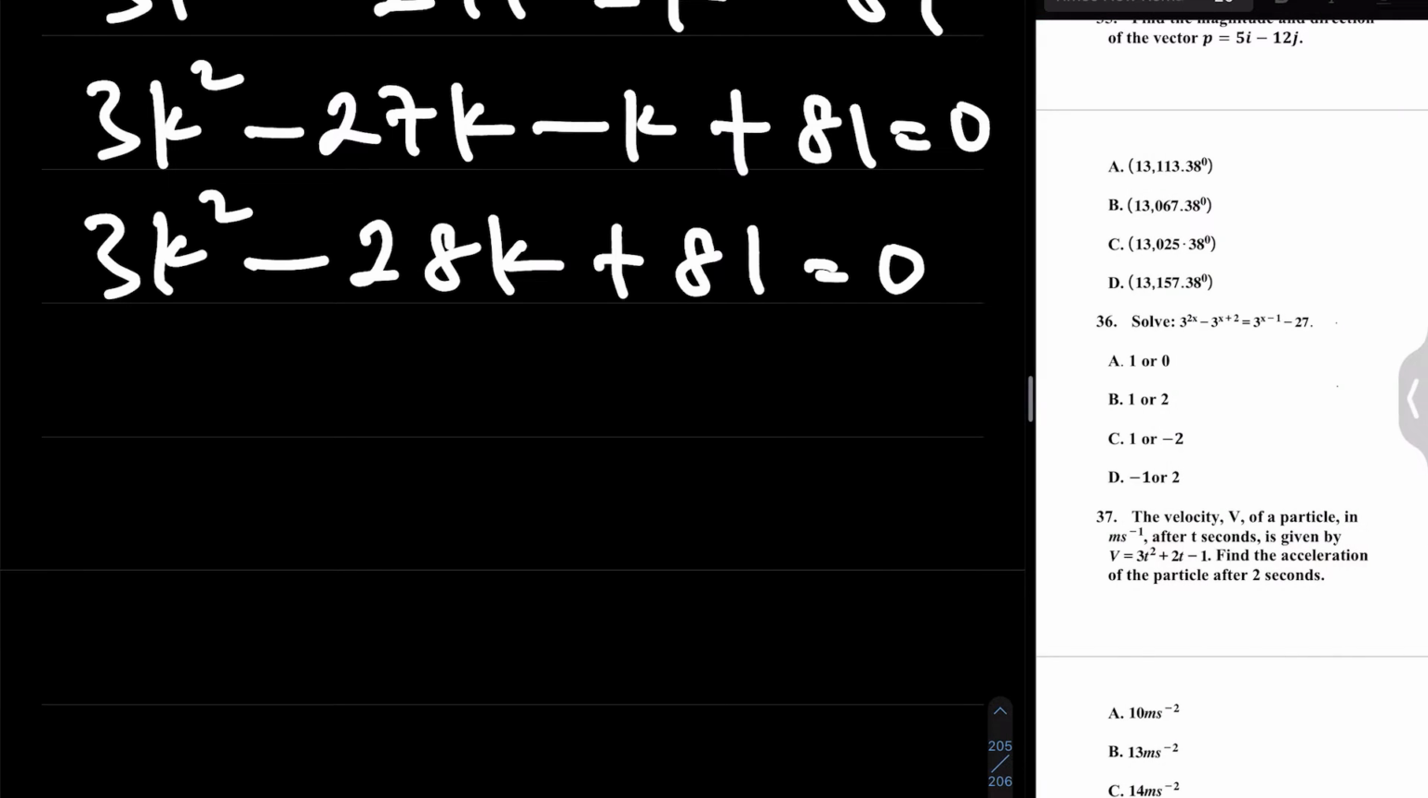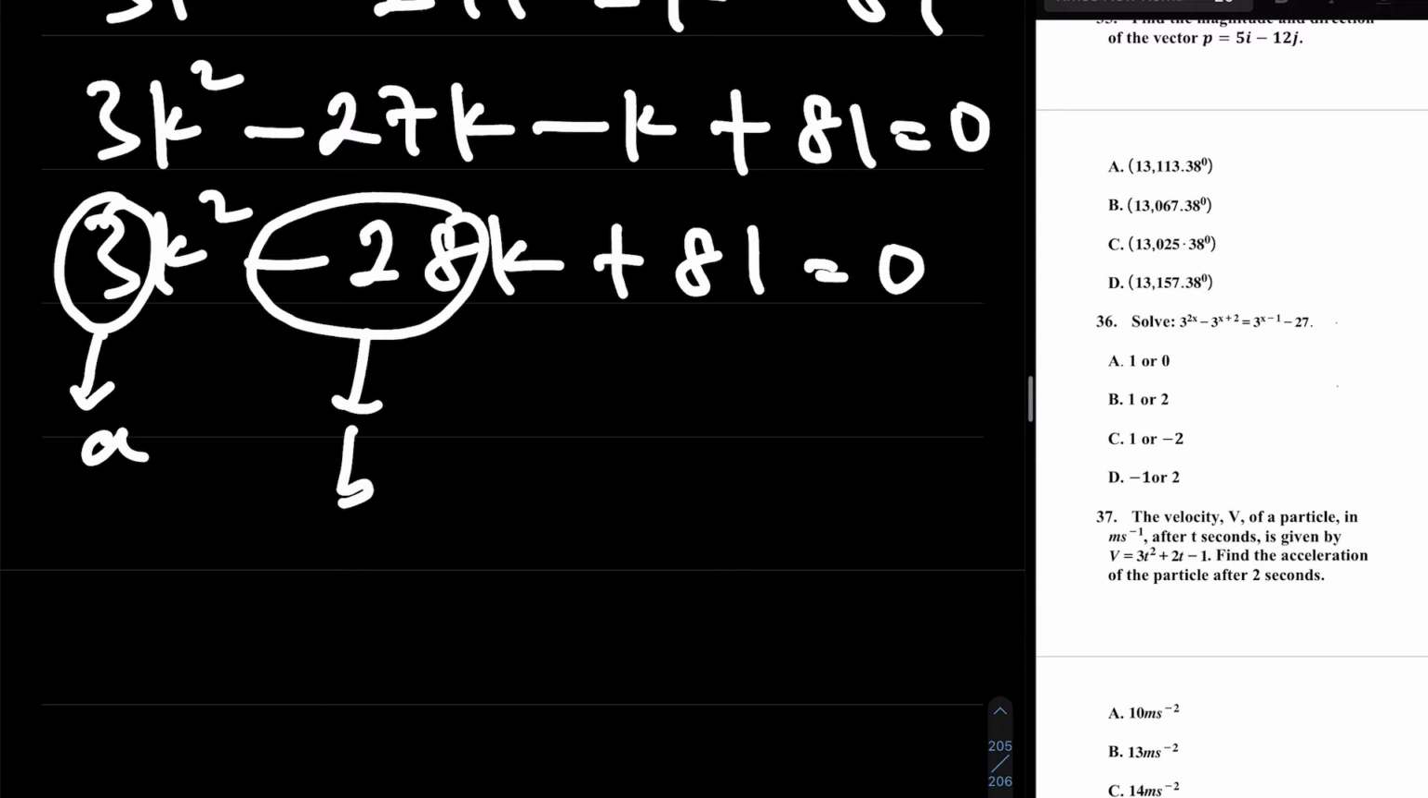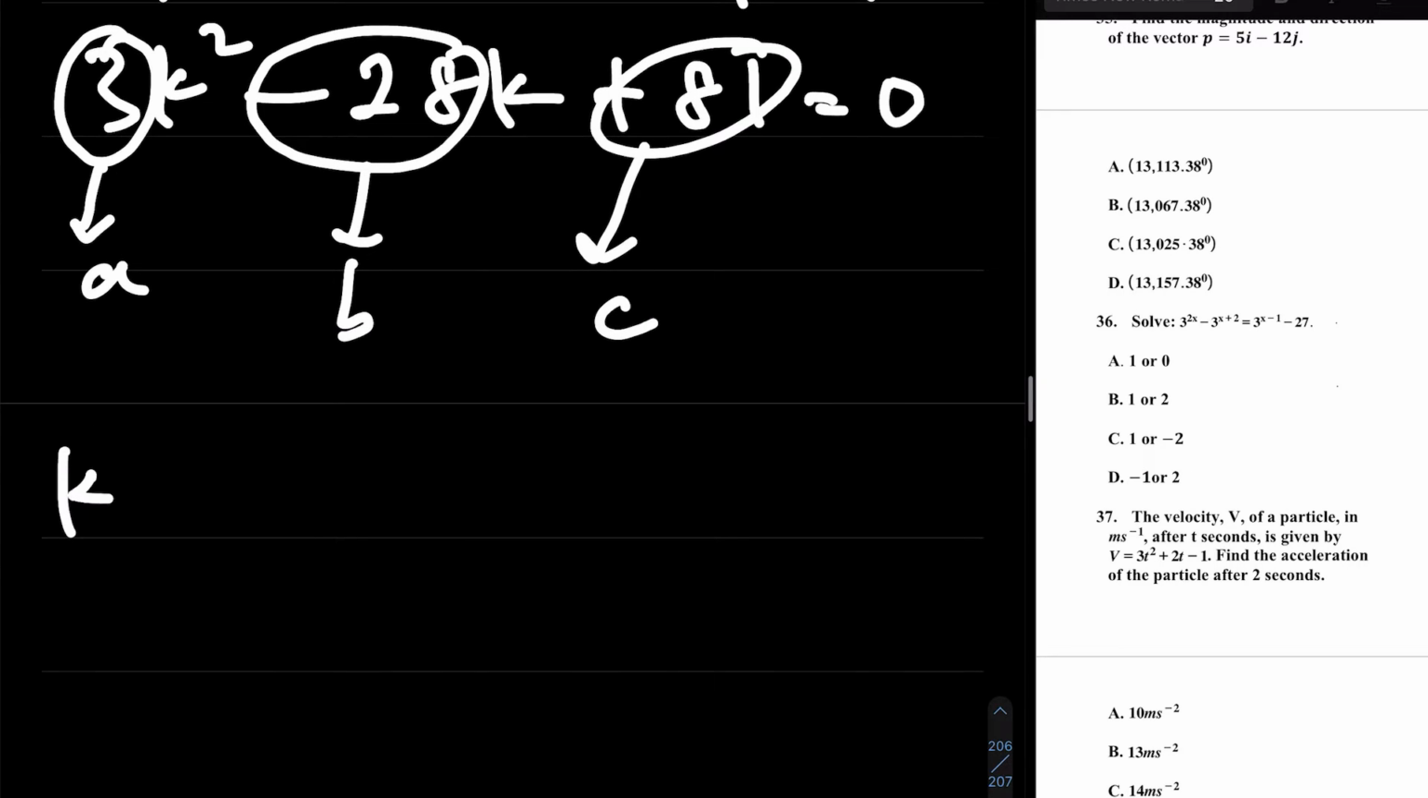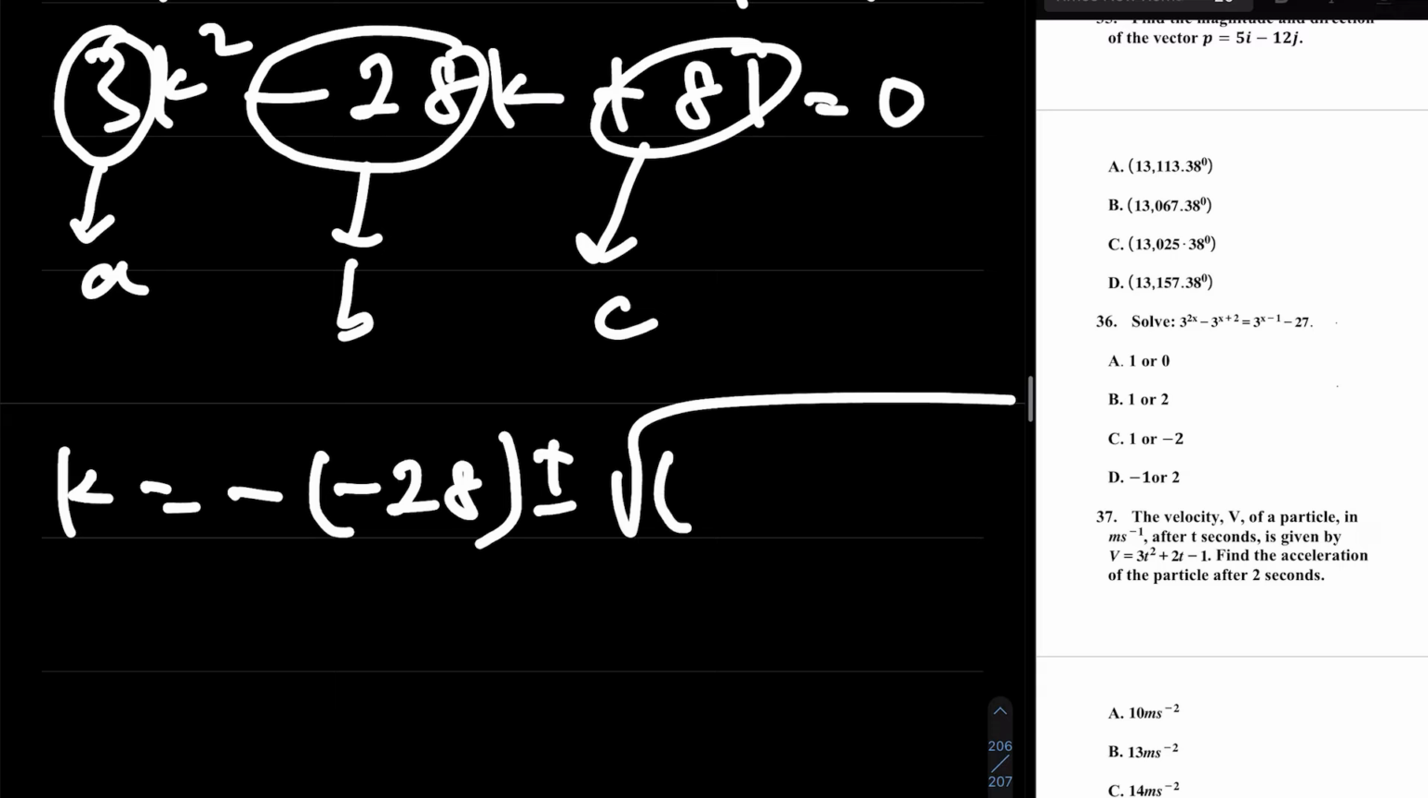I'm using the formula method, so k will be minus b. Here a is the coefficient of k squared, which is 3. b is the coefficient of k, which is minus 28, and c is the constant, which is plus 81. So k equals minus b, which means minus into bracket minus 28, plus or minus root b squared, that's minus 28 squared, minus 4ac, which means minus 4 times 3.